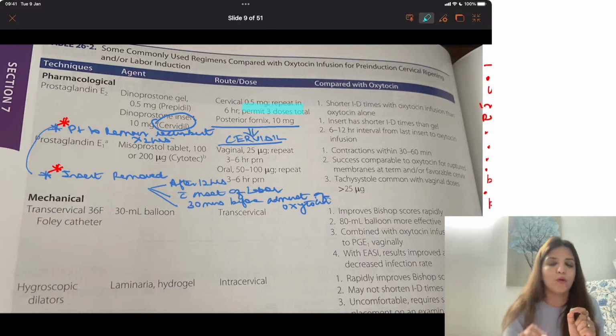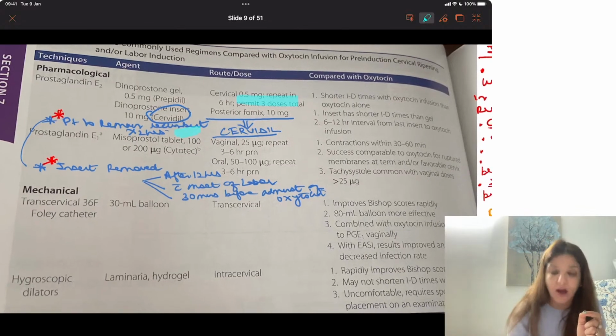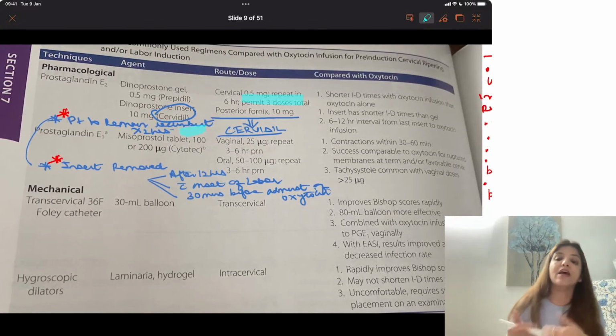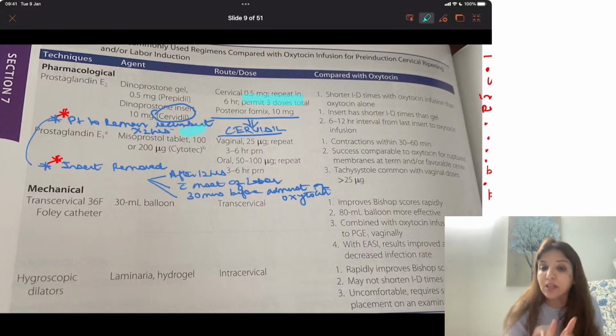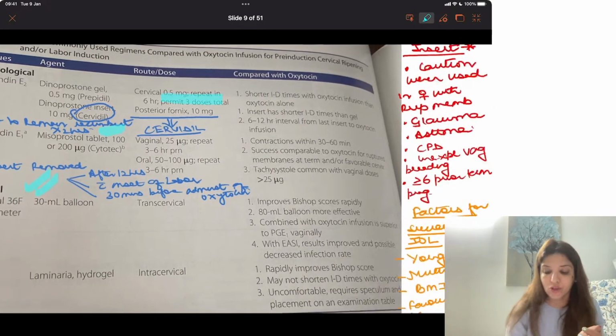Please remember a few important points related to Servidil. When should Servidil be given, and for how much time should the patient remain recumbent after inserting Servidil? So Williams says that the patient has to be recumbent for at least 2 hours after you have inserted Servidil. When should Servidil be removed? Servidil should be removed after 12 hours, or it should be removed as soon as the process of labor begins with the onset of labor, or it should be removed at least 30 minutes before the administration of oxytocin. So these are two very important points on Servidil.